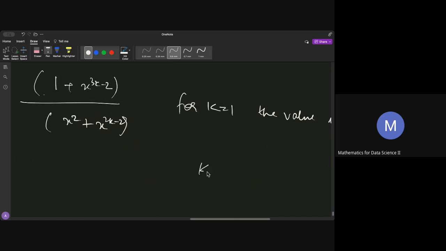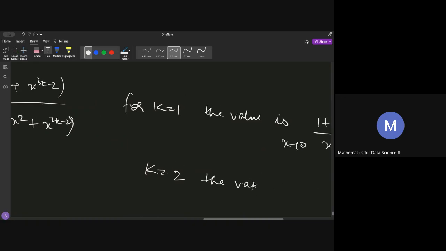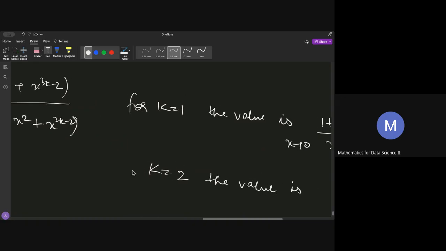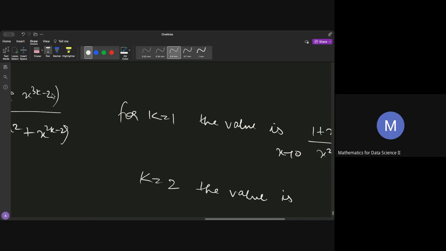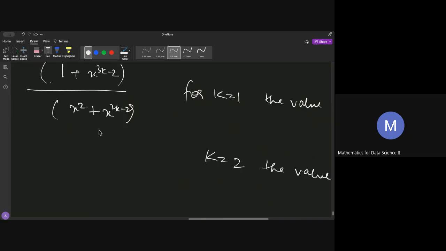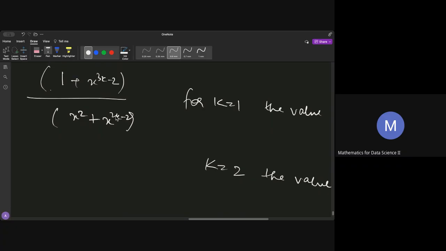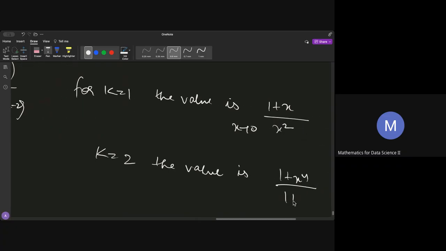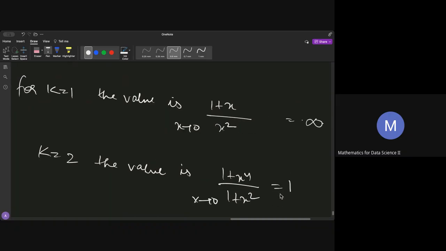And for k equals, let's take 2, the value will be 6 minus 2, 4. So this will be 1 plus x to the power 4. And here you will have 2, so 4 minus 2 is 2. This will be 1 plus x square. Now when x tends to 0, what's this limit? This is 1, right?